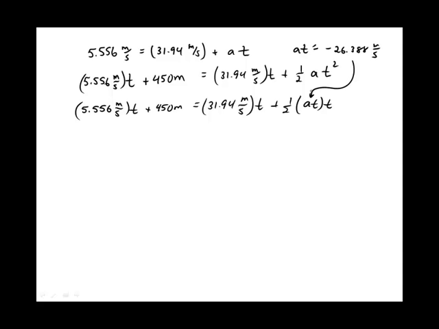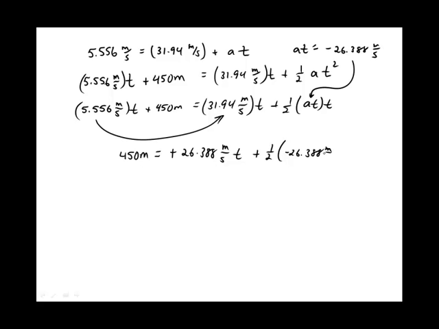And so then I substitute that into here, and I'm going to bring this over to here, and I'm going to get 450 meters equals 26.388 meters per second t plus 1/2 negative 26.388 meters per second times t. That AT is right there. And you see when I did that, I only have one unknown, and that's time. And so this right-hand side becomes 13.19 meters per second, t.